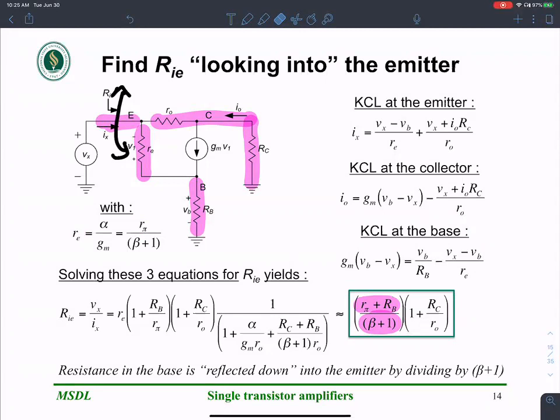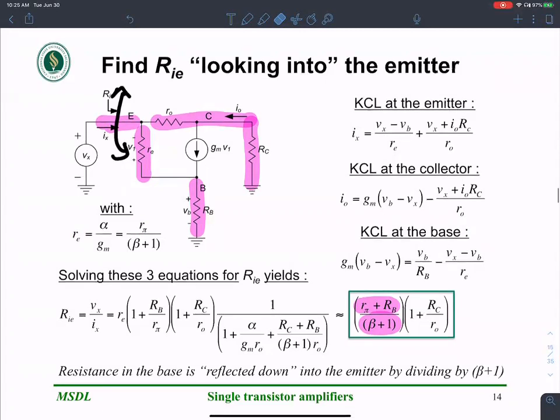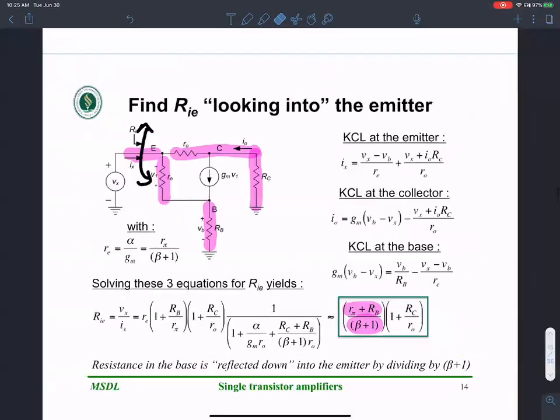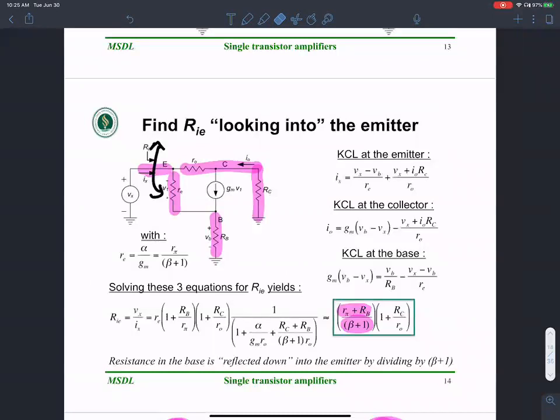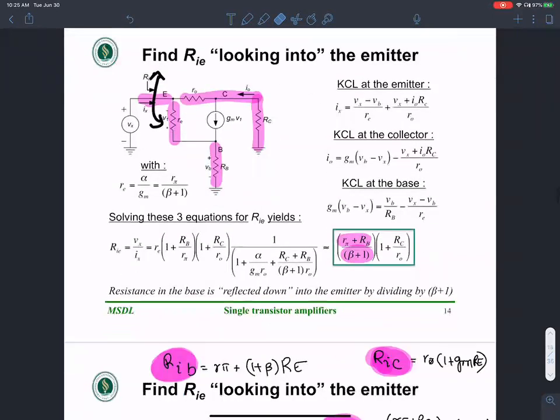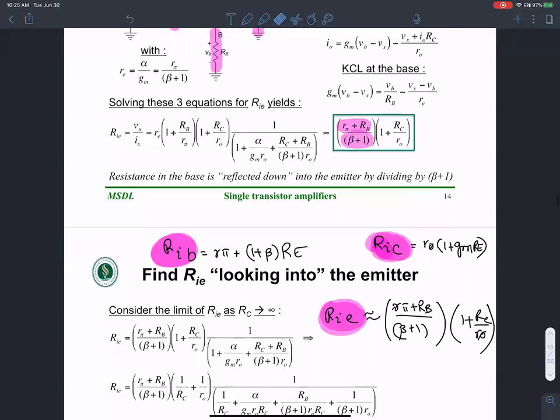If you know R pi, you should be able to calculate RE. If you know RE, you should be able to calculate R pi. Okay, so R pi plus RB by beta plus 1. Okay, so that's the idea of emitter. And I'll come back to show you how to calculate these values, these terms.